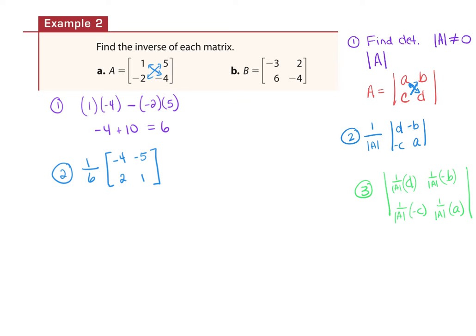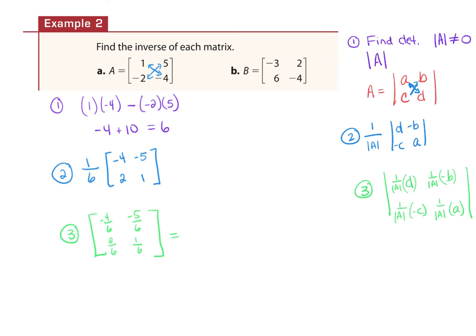And then my last step is just multiply it through. And you do want to simplify. All right, so I'm going to multiply it through. 1/6 times -4 is -4/6. 1/6 times -5 is -5/6. 1/6 times 2, and 1/6 times 1.